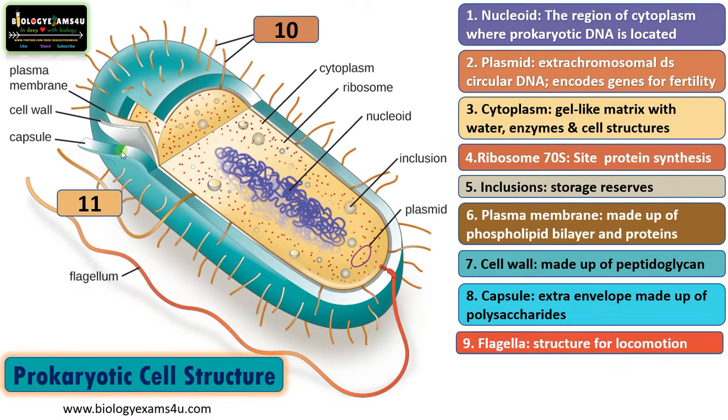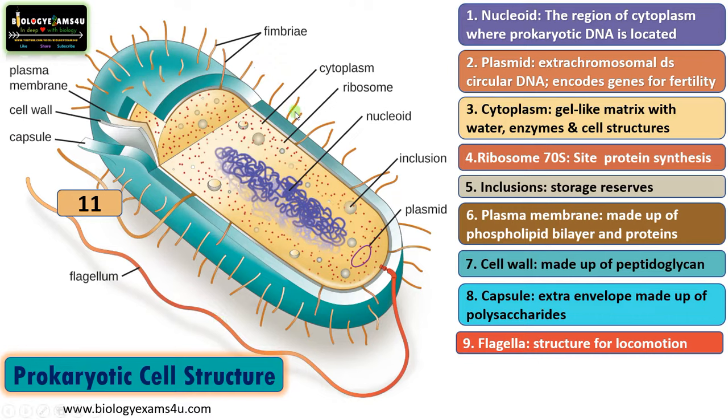Structure number 9 is flagella. Flagella, as you know, is a fine whip-like structure that is meant for locomotion or movement of bacteria. It rotates and propels the bacteria forward. It's made up of a protein called flagellin.